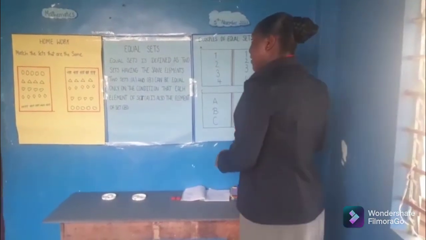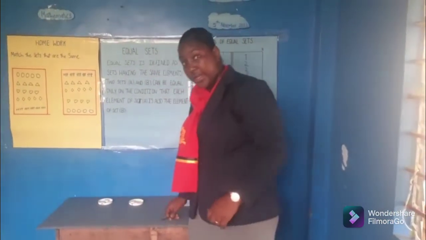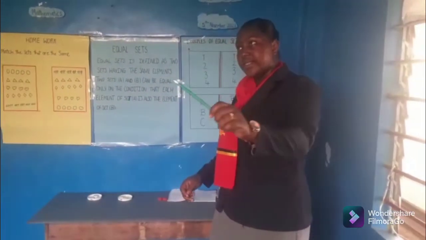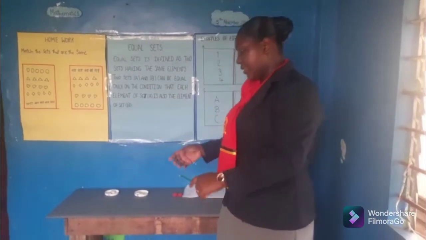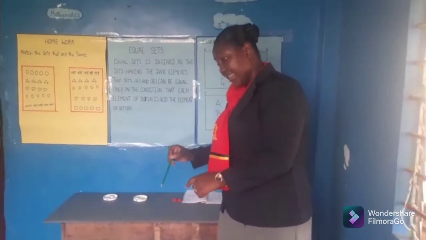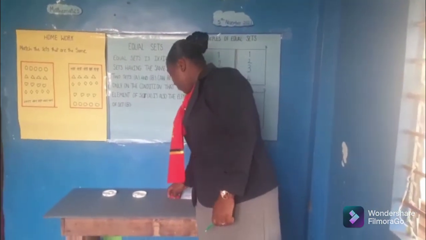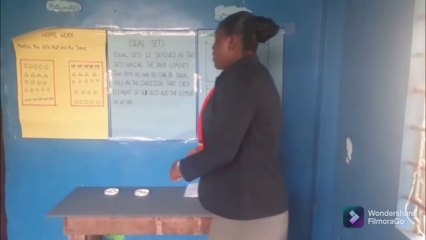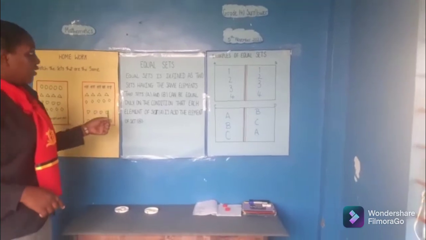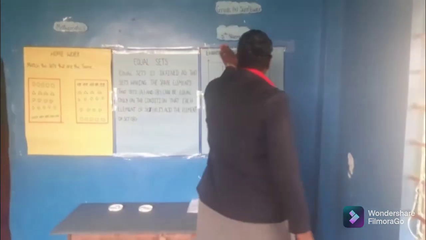Now class, that definition there is simply saying that if set A has two white corks, set B must also have two white corks. So the key words in that explanation there, set A has two white corks. So two white corks in set A, set B must also have two white corks, not two red corks. Good. So class, since we've already got a clear idea on what equal sets are, I want you to look here.